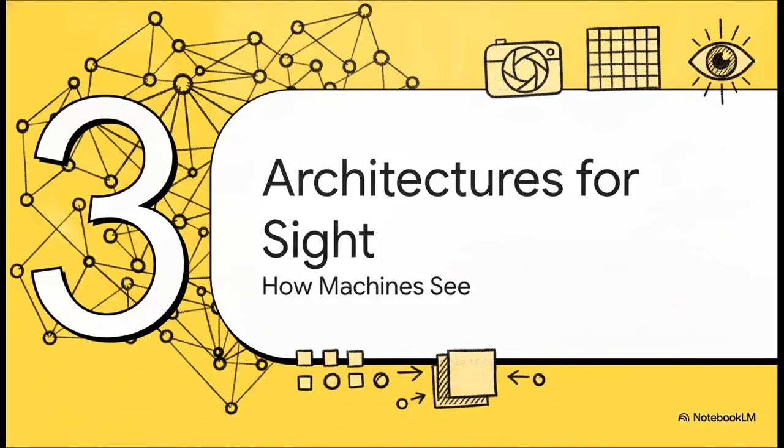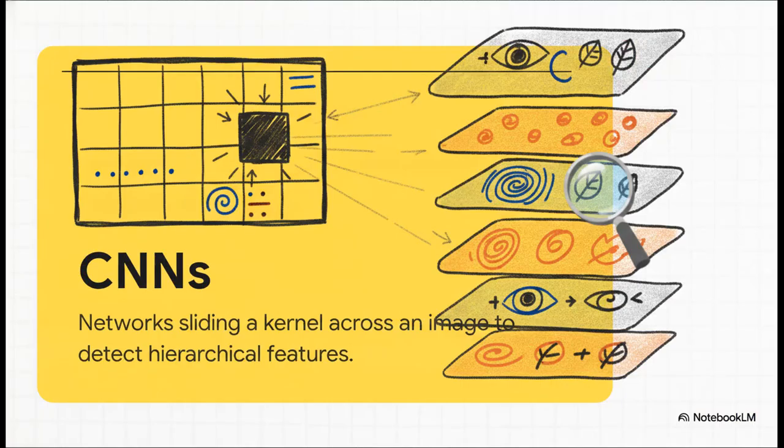All right, Section 3, Architectures for Sight, How Machines See. Basic networks are great for spreadsheets, for sure, but feeding them high-resolution images? That would require billions of parameters for just one single layer. It's way too slow, and they end up just memorizing things instead of actually learning.